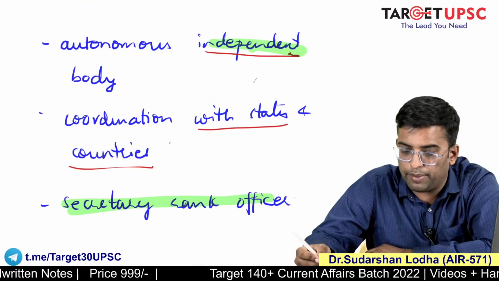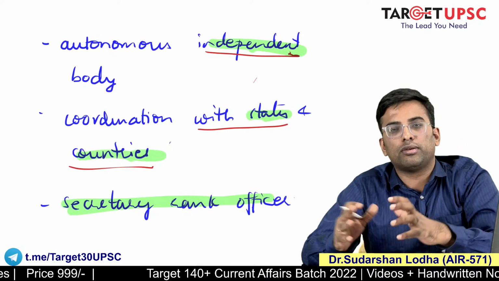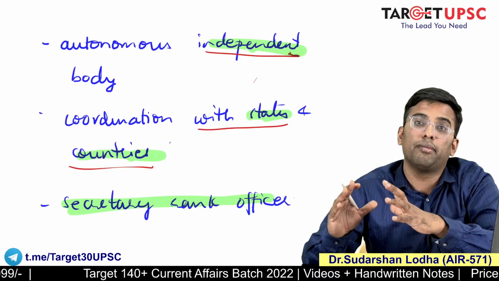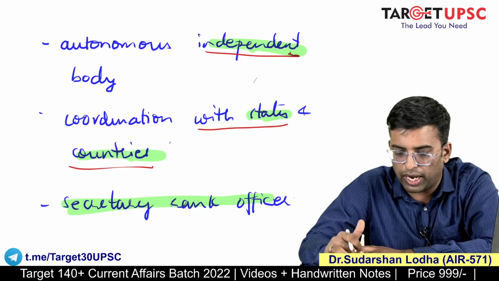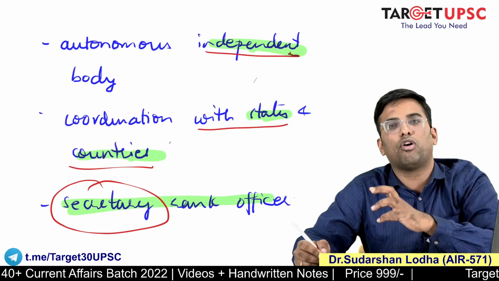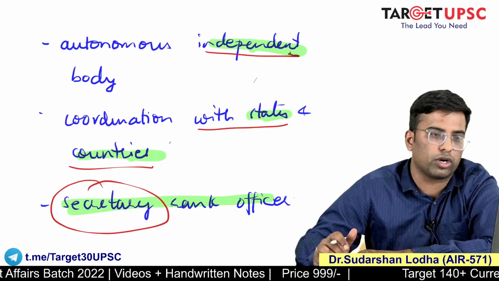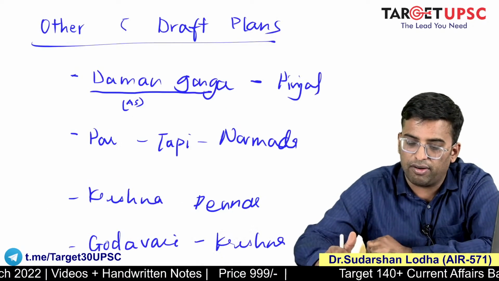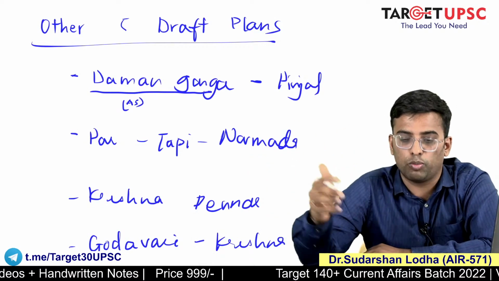And as I said, it is an autonomous body, and it would work in coordination with states and countries also, because some of the rivers are interstate rivers and some are international rivers. So coordinating between various states and countries is part of that, and the head of this body would be of the rank of secretary. तो ये एक important concept with respect to interlinkages of river पता चाहिए. There are 5 draft plans which are ready with respect to other rivers which are to be interlinked.